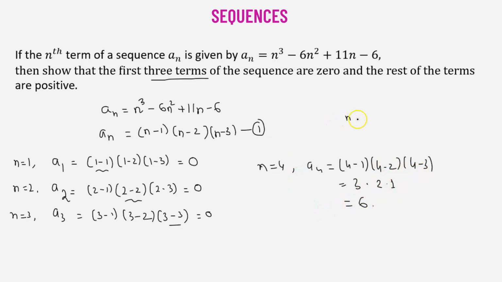This gives us 6, which is a positive value. And we know that n minus 1 multiplied by n minus 2 multiplied by n minus 3, the product of these three numbers, is always going to be greater than 0. That means they're going to be a positive number for all values of n greater than or equal to 4. So we have successfully shown that the rest of the terms are going to be positive.